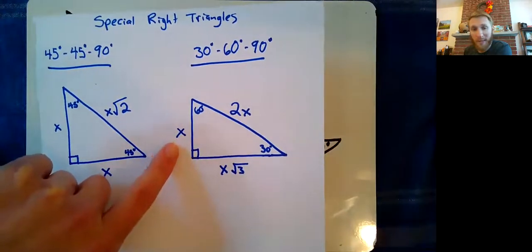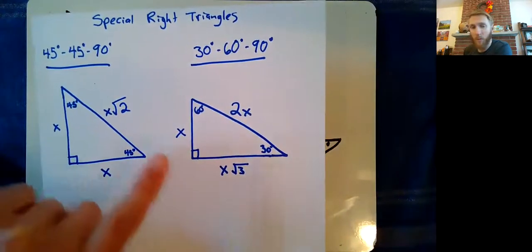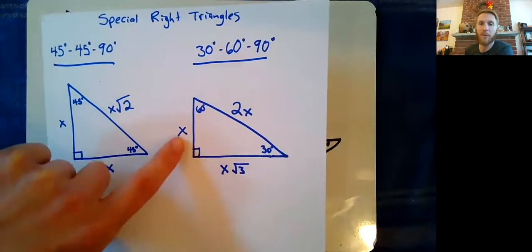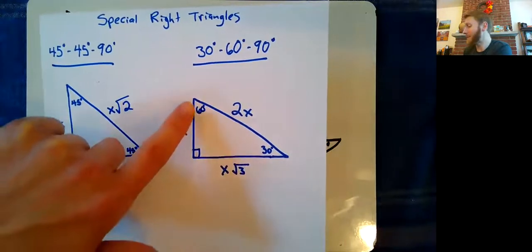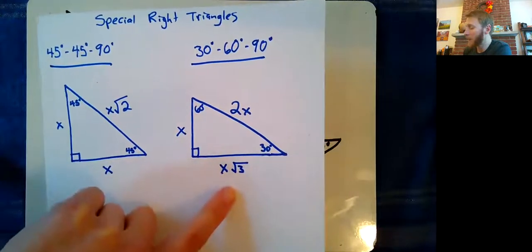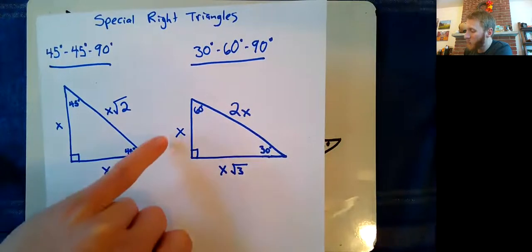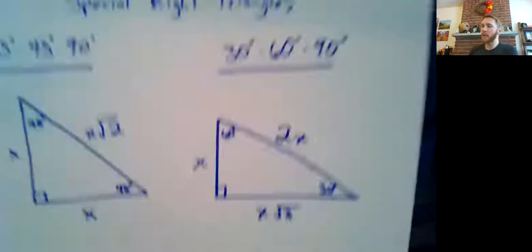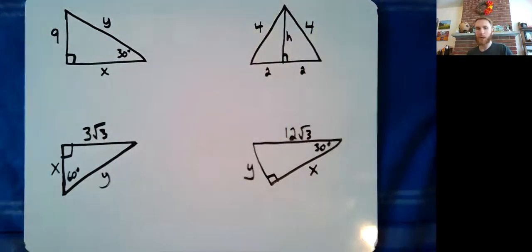When you have your short leg, to find the long leg, and by the way, the short leg is opposite of the smallest angle. 30 degrees always points to the shortest leg. 60 degrees would point to the longer leg, which is in this case the short leg times the square root of 3. Okay, let's see a couple examples and practice.